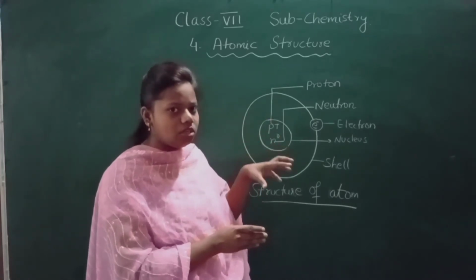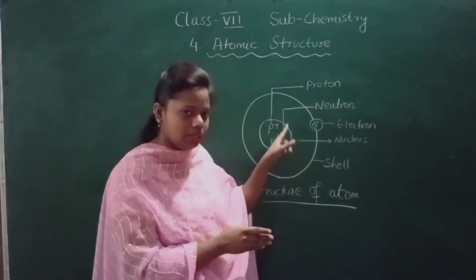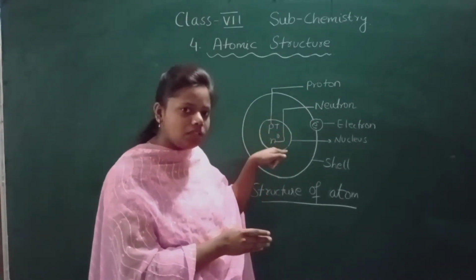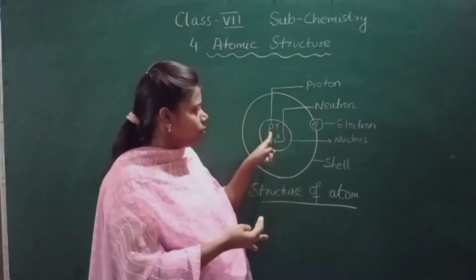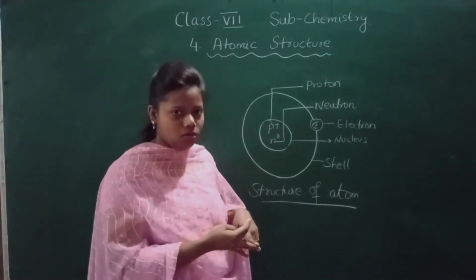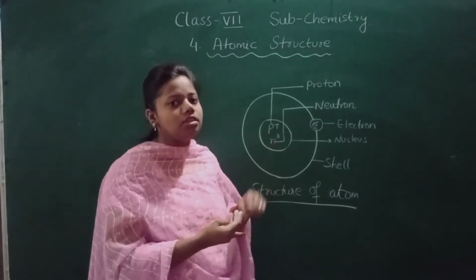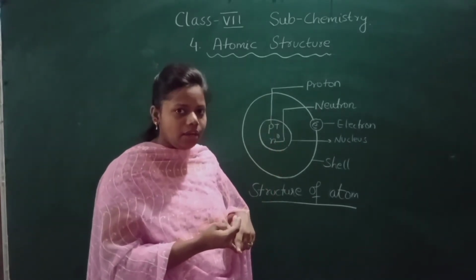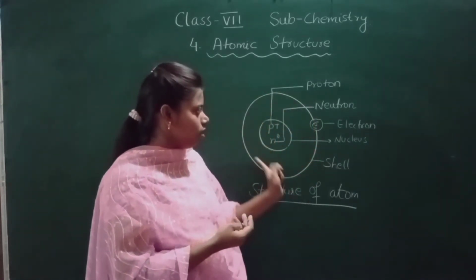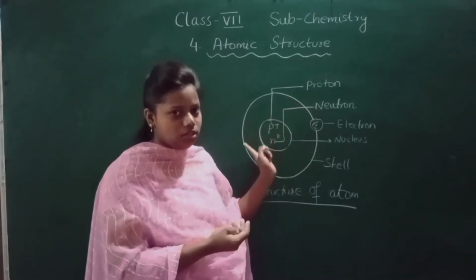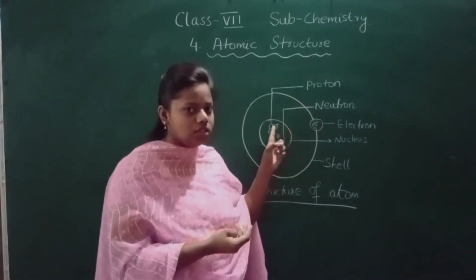Inside this atom, what is there? Nucleus is there. This is called nucleus. And inside this nucleus, what is there? Proton and neutron. Proton has positive charge, neutron has no charge. And where is electron? Electron is revolving around the nucleus.